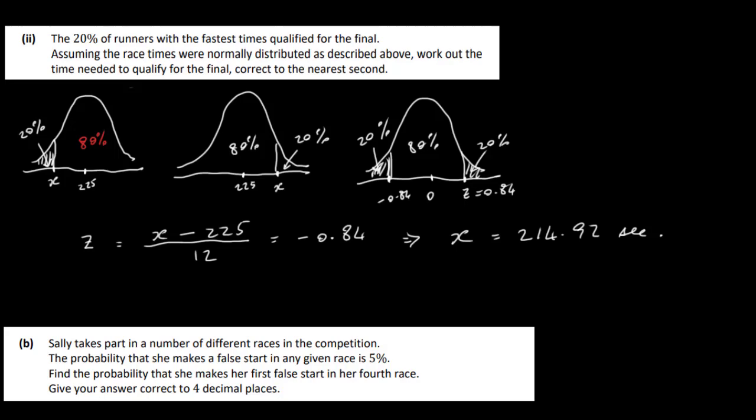This is the time where anyone who reaches this time will qualify for the final. So it's anyone who reaches a time less than this particular time here. Now we've got to do this to the nearest second, so our answer can't be more than this, so it has to be less. So our answer is 214 seconds. Okay, and that's it.